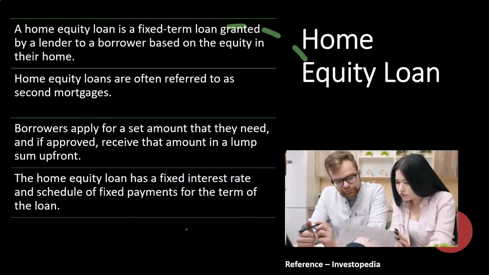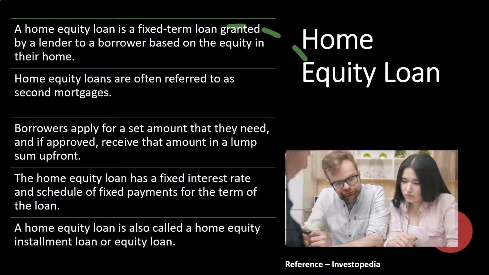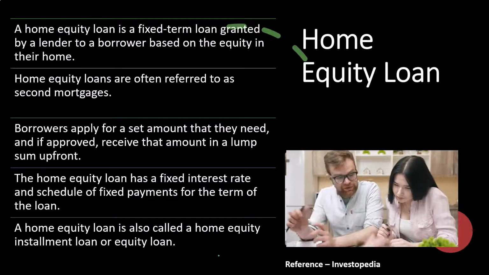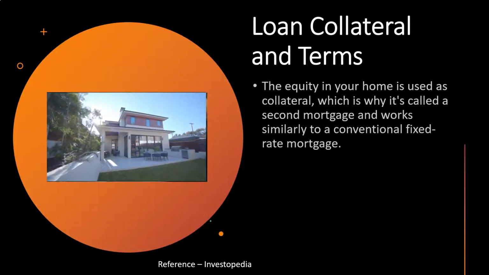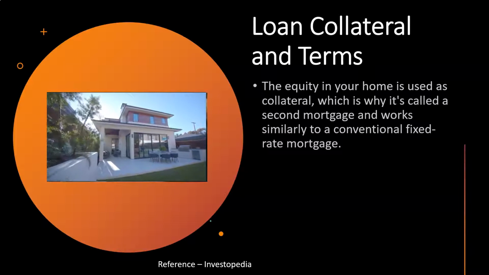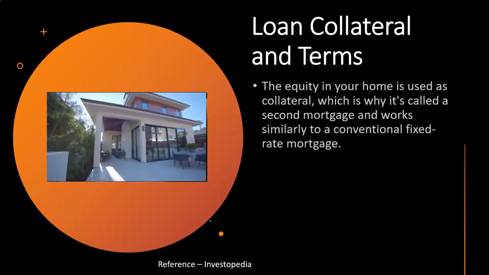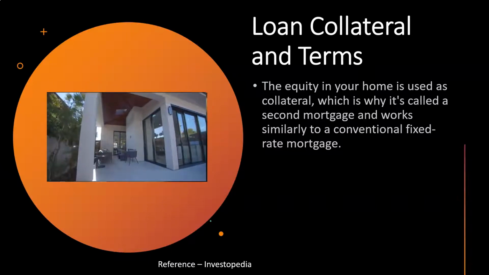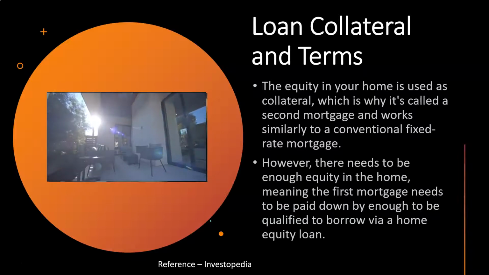The home equity loan has a fixed interest rate and schedule of fixed payments for the term of the loan. A home equity loan is also called a home equity installment loan or equity loan. Loan collateral and terms. The equity in your home is used as collateral, which is why it's called a second mortgage and works similarly to a conventional fixed rate mortgage. So you have a similar kind of process with, in essence, the second mortgage with the collateral on the home.